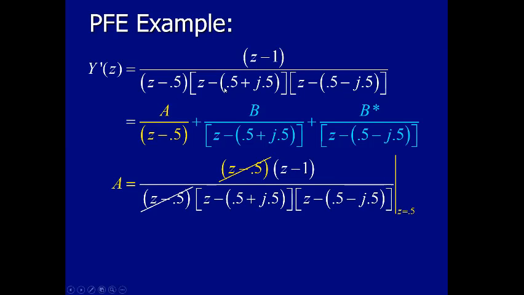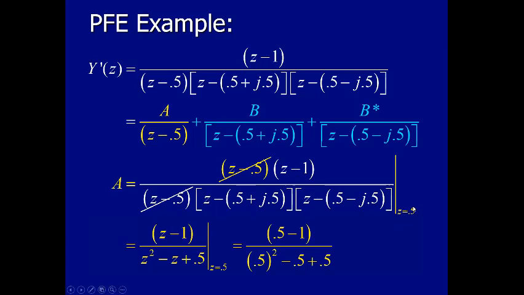Take our whole thing we're trying to inverse transform, multiply it by the pole term that goes with it, which cancels out one of them. Take what's left over, replace z everywhere with 0.5, and the algebra brings us to minus 2 for that value.